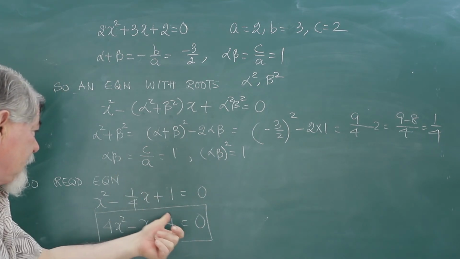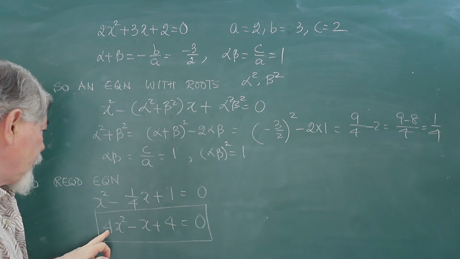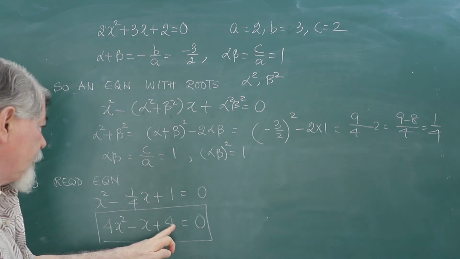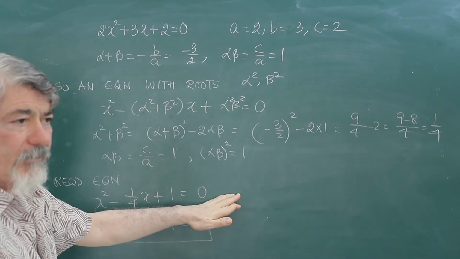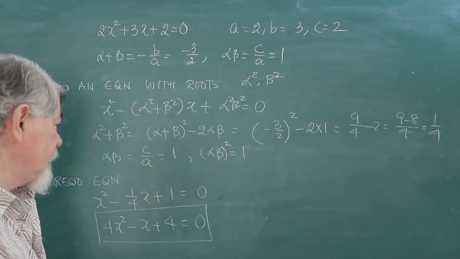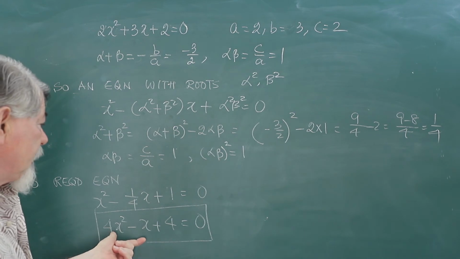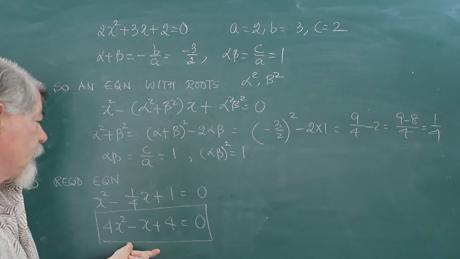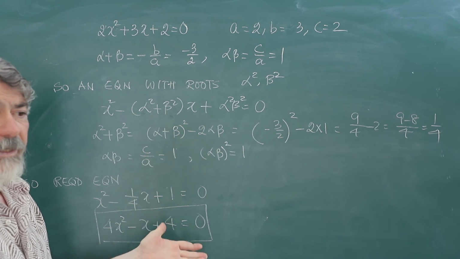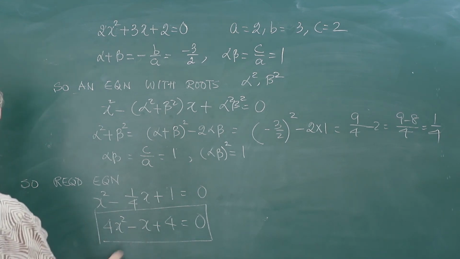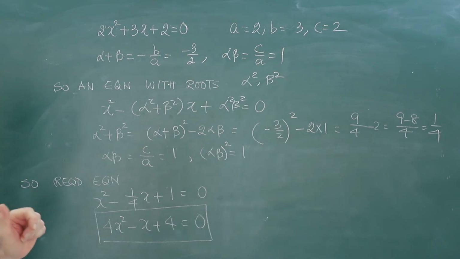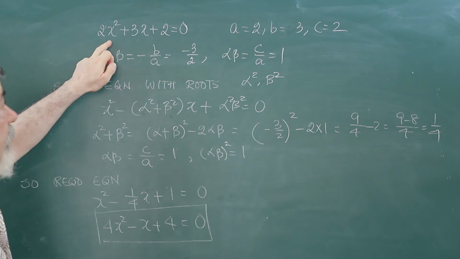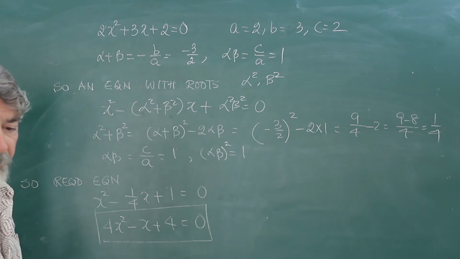I take 4 as LCM: 4 into x square is 4x square, 4 into 1 is 4, and this will remain minus x, and 4 on this side will multiply with 0, will become 0. So the required quadratic equation is 4x square minus x plus 4 is equal to 0. It will have the roots alpha square, beta square, if they have the roots alpha and beta.